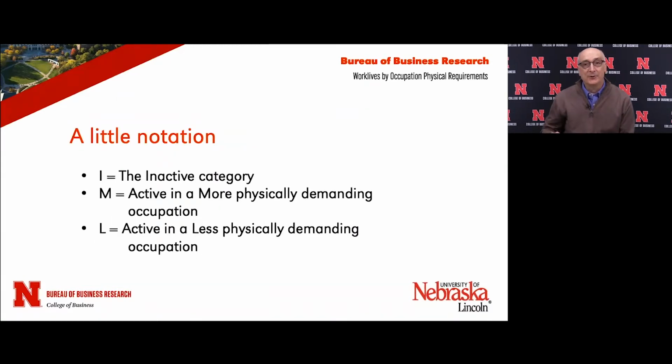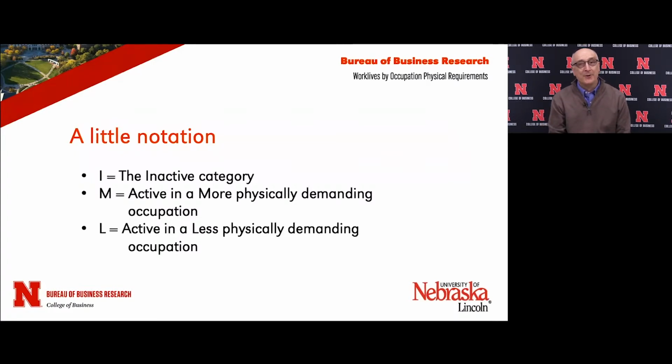So here's a little notation that's going to make the rest of the presentation a little easier. An I stands for the inactive category. And again, inactive are people who are not employed and they're not looking for work. So the unemployed are considered active. M would be someone who's active in a more physically demanding occupation. L would be someone who's active in a less physically demanding occupation.